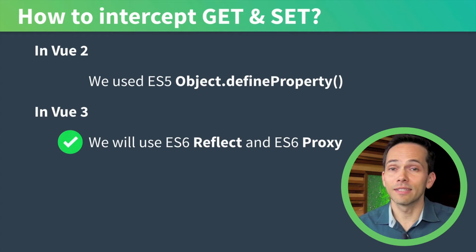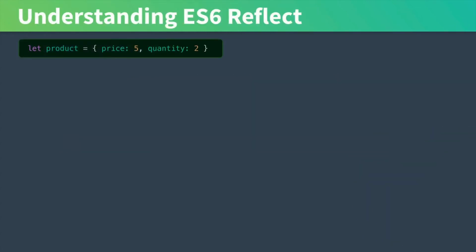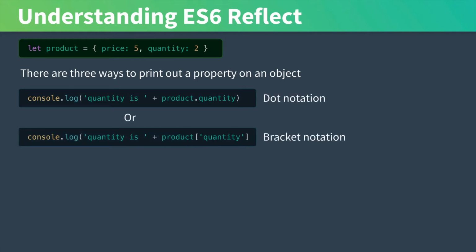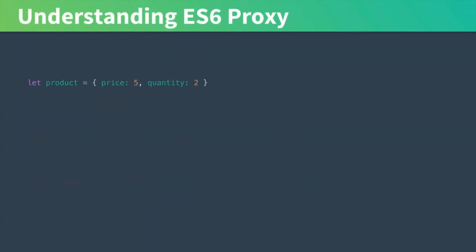Let's break down Reflect and Proxy so everybody knows how they work. Here's our product, and there are 3 ways to print out a property of an object. First, we can use typical dot notation. We can also use bracket notation, which you'll see me using later. And we can use ES6 Reflect, like you see here. All 3 are valid, but Reflect has a superpower that I'll show you in a minute after we understand Proxy.